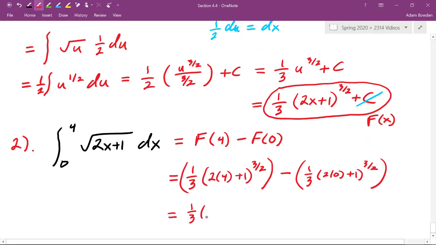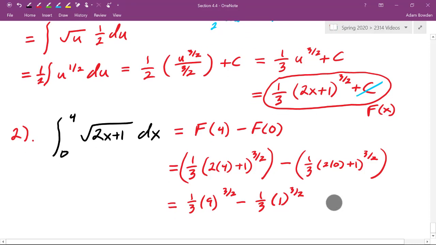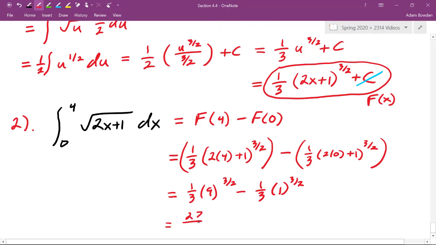So this is going to turn into 1/3 times 9 to the 3/2 power minus 1/3 times 1 to the 3/2 power. So this is going to be 27 over 3 minus 1/3, which is going to equal 26 divided by 3.